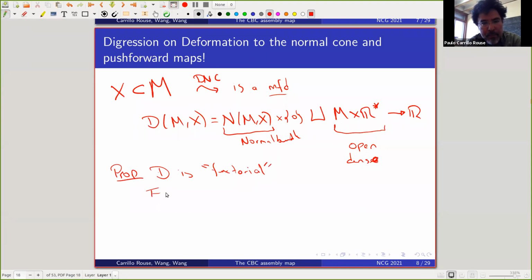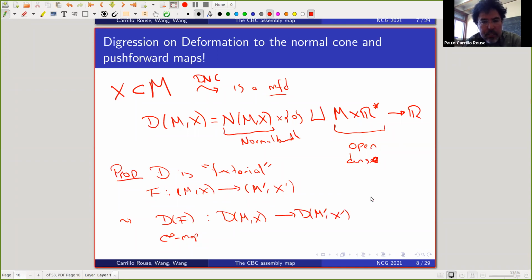What I mean by that is that you have a map of couples, which means a C-infinity map from M to M prime which sends X to X prime. Then, if you have this data, you can show that there is a C-infinity map between the respective deformations, and you have the nice compatibilities with respect to compositions and all this. So this is just a differential geometry exercise, maybe not an exercise for first year students, but still it's not so difficult. In fact, the map is very natural. At zero, it is just the function F, and at the normal vector, you differentiate F in the normal direction, something like that.